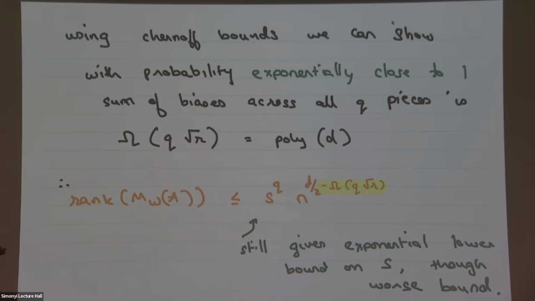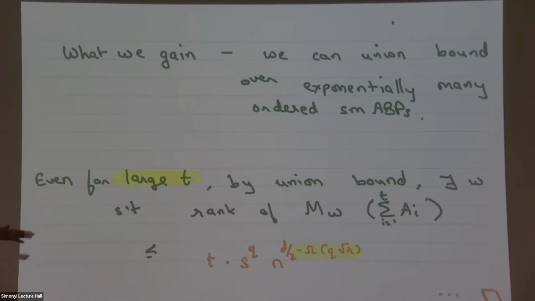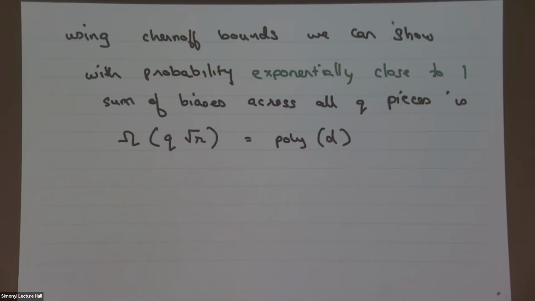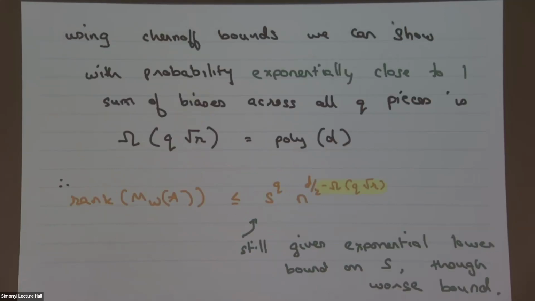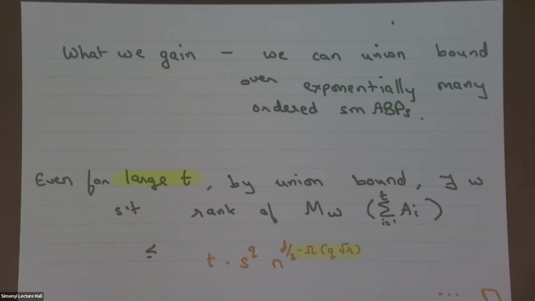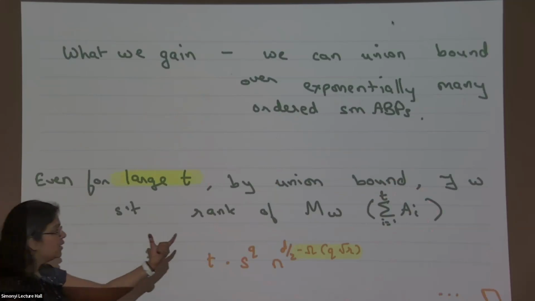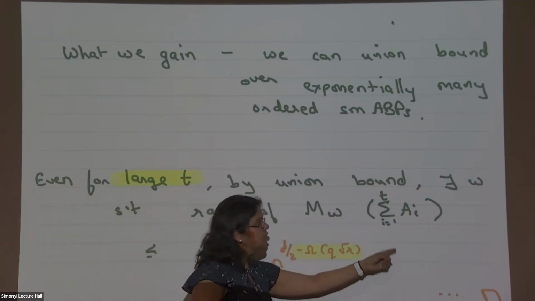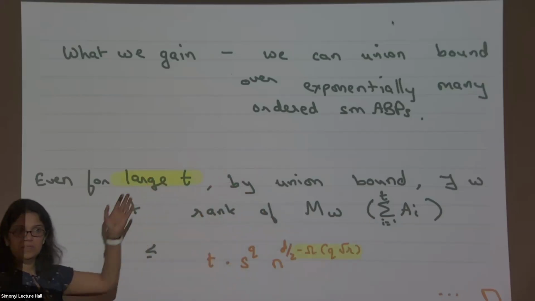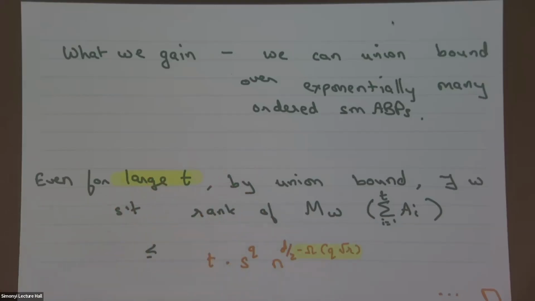And now what you gained is you can union bound over many summands, because there's a single word which will give you low rank over all of them. You can do a union bound argument because of the exponentially close to 1 guarantee of getting this rank deficit. And so that's all I want to say about the proof. So this is basically the whole idea.